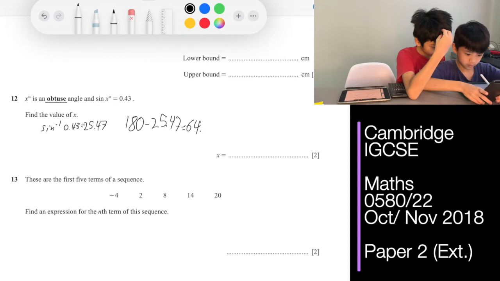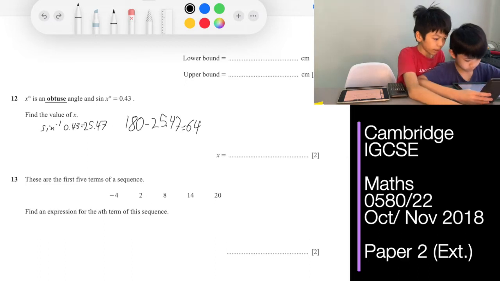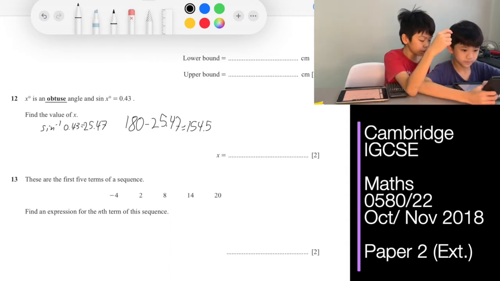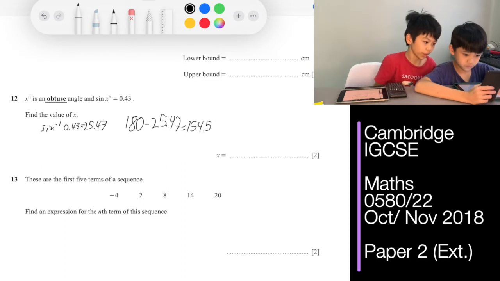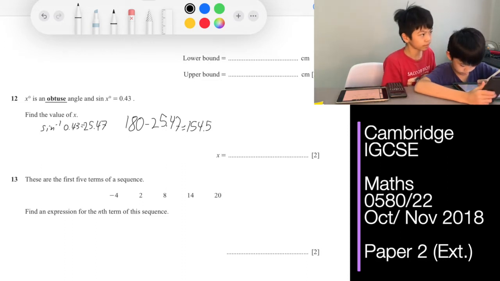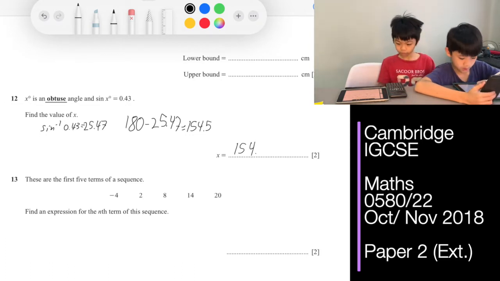Arc sine 0.43, and then 180 minus that is 154. And then if you're not sure whether you're correct or not, you can check this with the sine function. If it gives something other than 0.43, then it's wrong, and then you can find another method. Okay, so sine of 154.5 is 0.43.